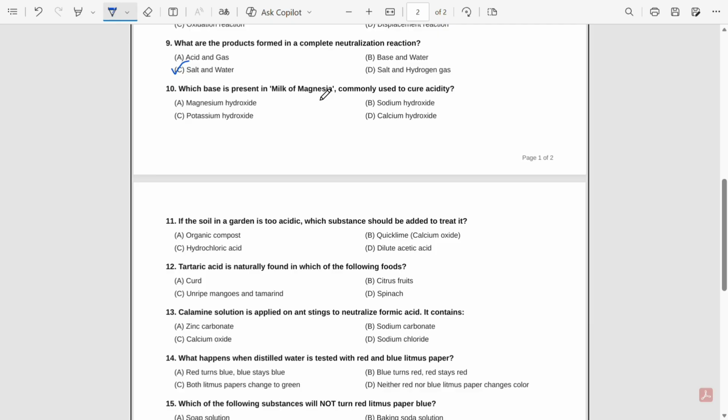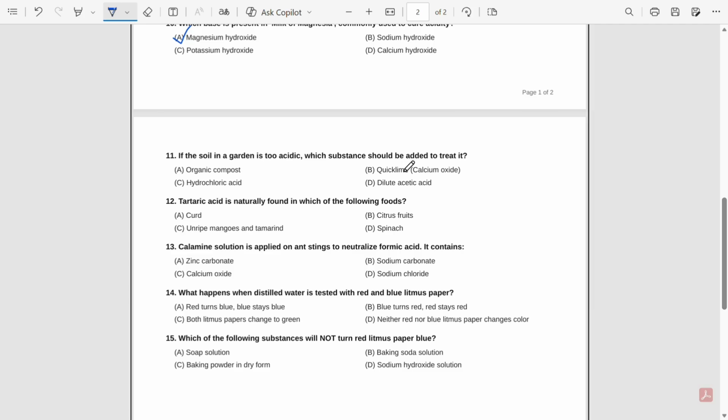Milk of magnesia. Guess the formula. Magnesium hydroxide. What is the formula of milk of magnesia? Magnesium hydroxide. Yes, go for the 11th question.